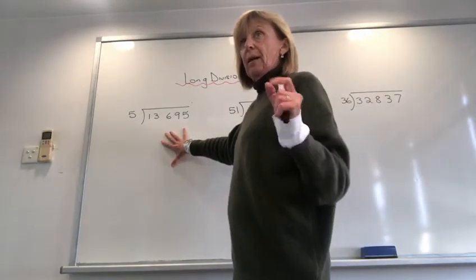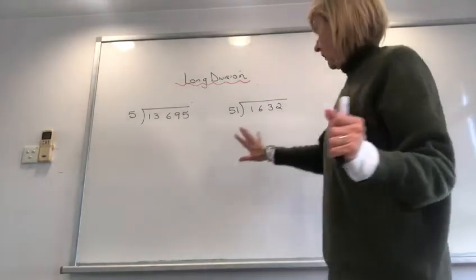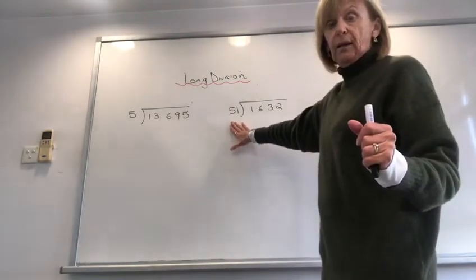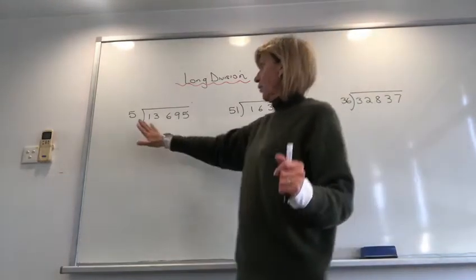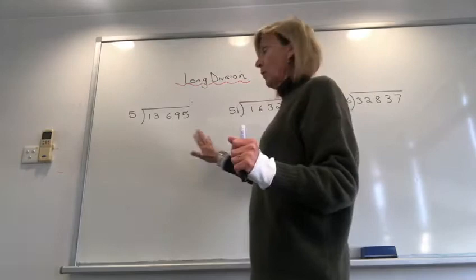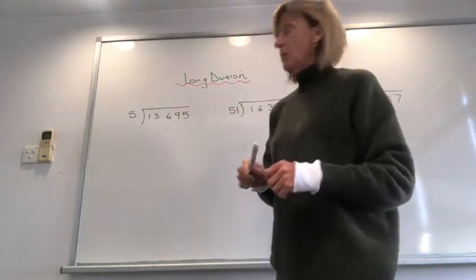Now, the reason people get upset about long division is usually we're not dividing by something that we know. Like the next example, we're going to divide by 51. You don't know all the factors of 51, that's what causes a bit of grief, but you all know the multiples of 5. So this one's going to be quite easy, but we'll do the method.